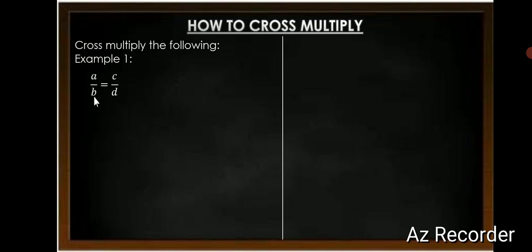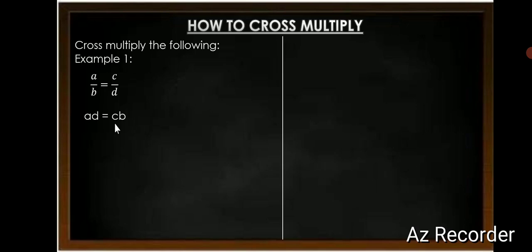So we have a over b equals c over d. Just like we've already established, by the time we multiply a times d, we have ad. We multiply b times c, we have bc. You can ask, why are we having cb? Why not bc? It doesn't matter how you write it, because multiplication is commutative.